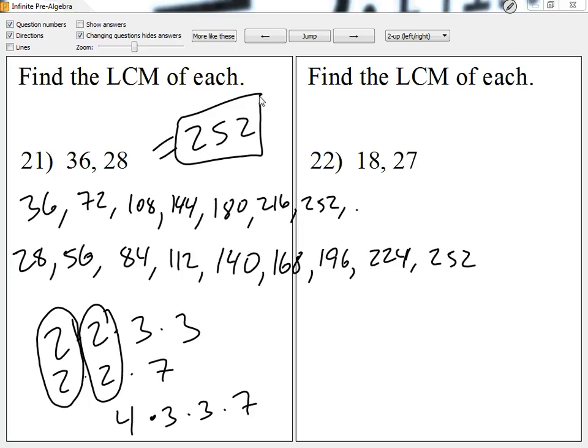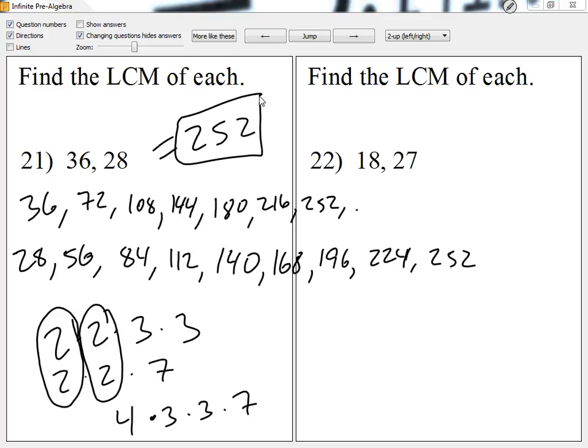252. Once again, you can make two lists as long as they need to be until you find a common multiple. So you're looking for the smallest common multiple, or you can do your prime factorization, find your greatest common factor, and then multiply by everything else. Which one do you guys prefer, the list or the prime factorization? Which one? The bottom. The bottom one?